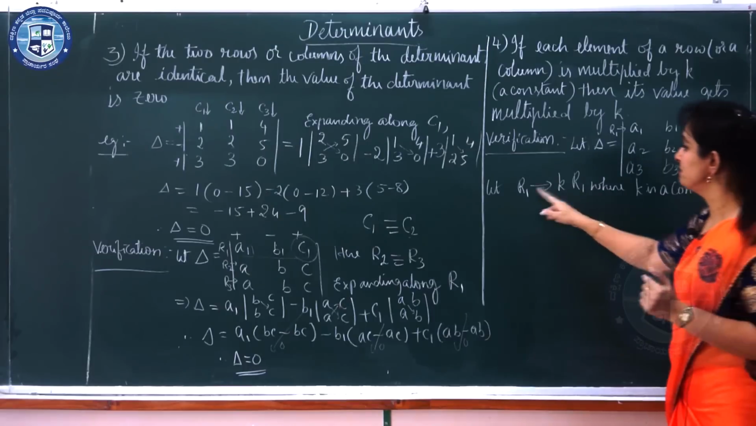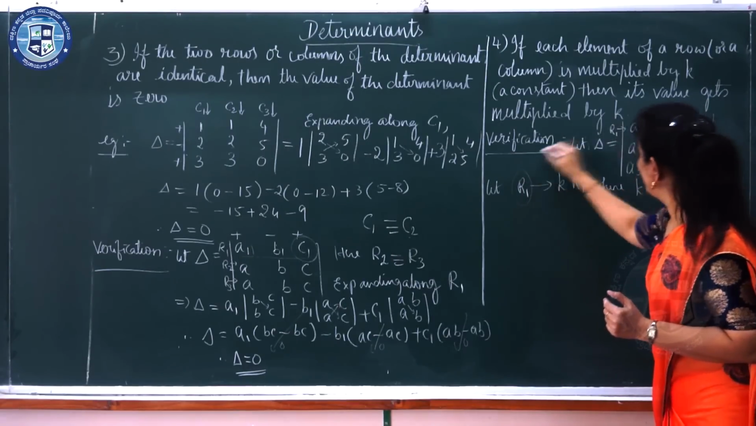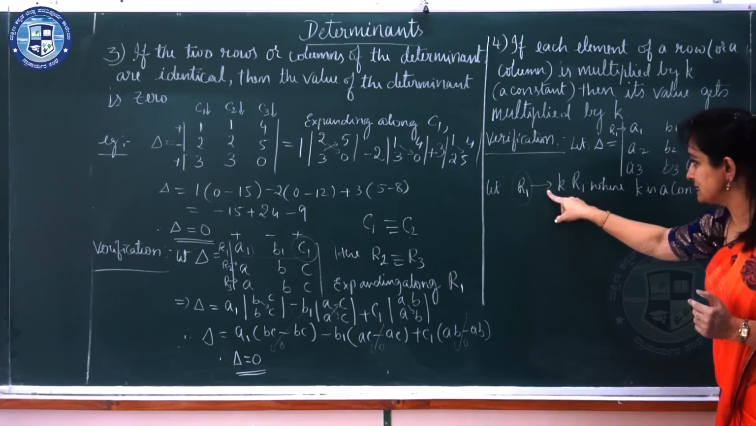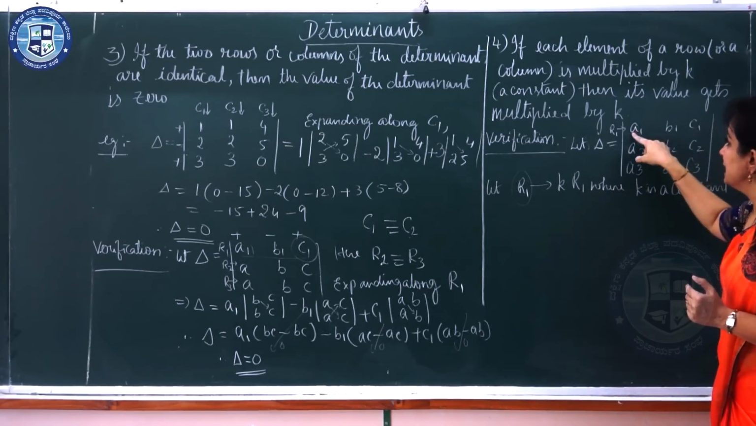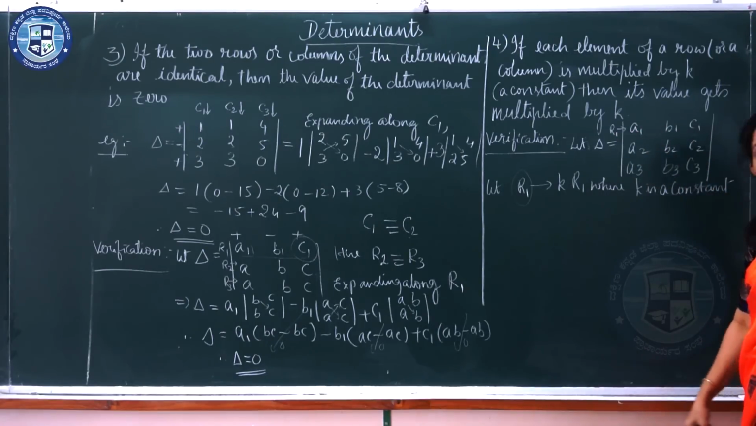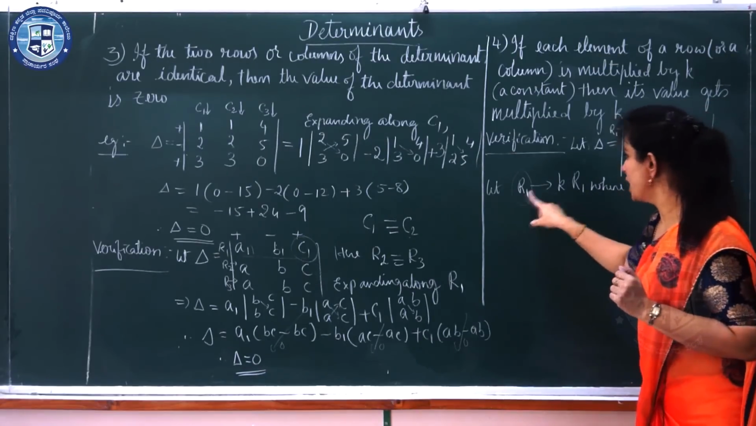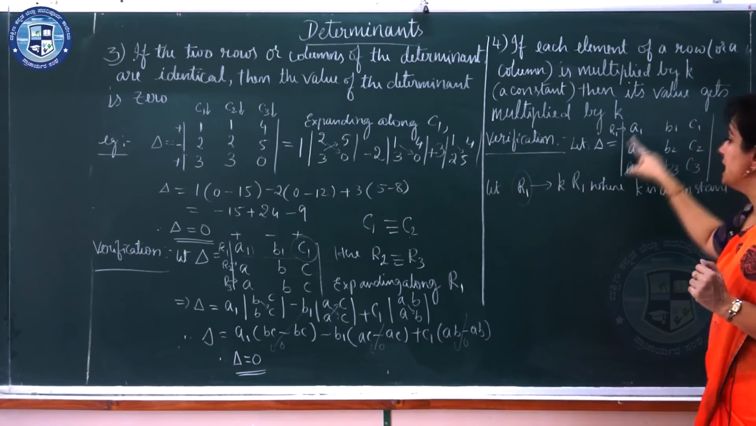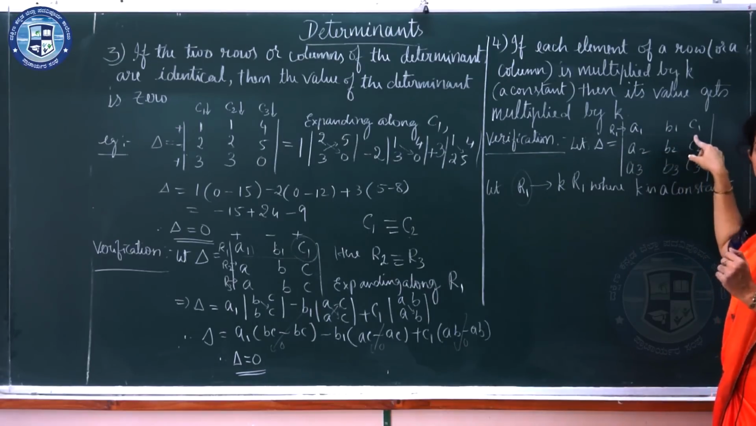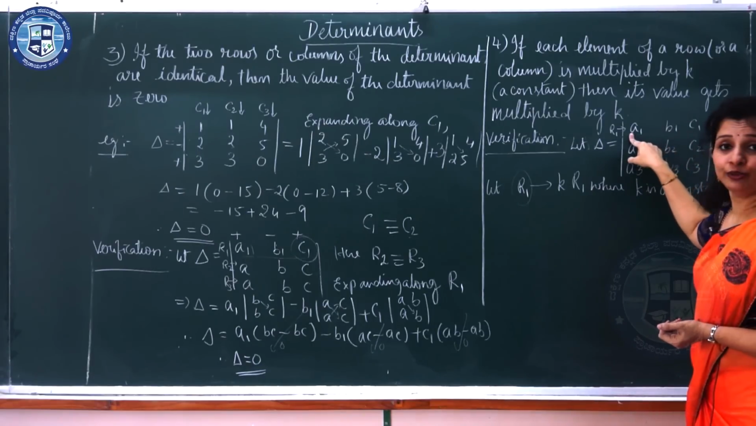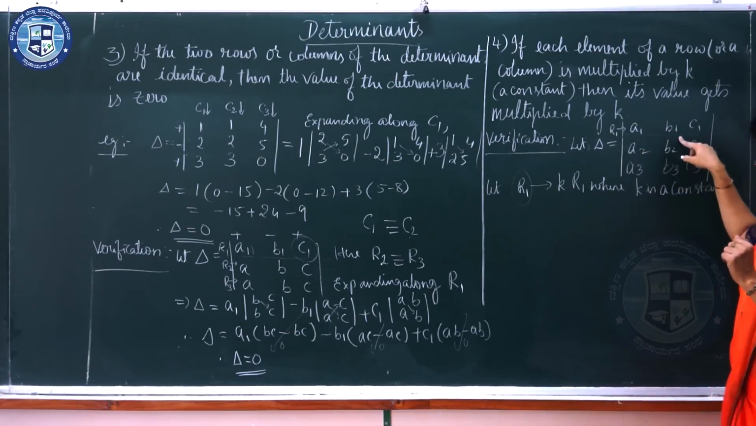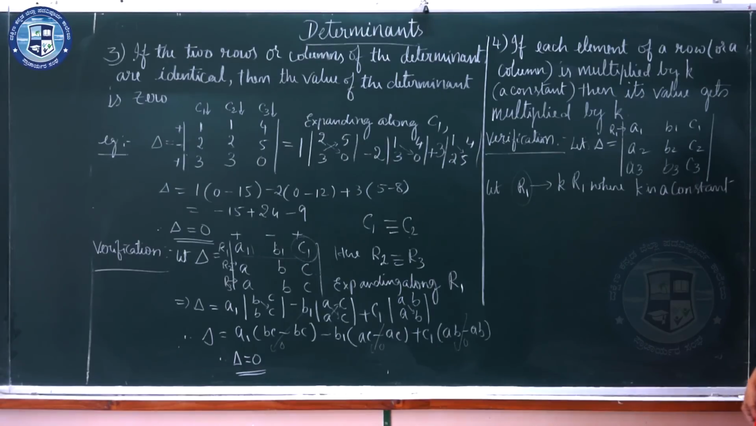What is the meaning of this? Row R1 is changing in which way? R1 implies k times R1. K is multiplied to each element of R1. That is the meaning. Look at this. If we write R1 implies k times R1, it means k is multiplied to each element of this first row R1. So when you multiply k to each element, what do we get? k into A1, then k B1, then k C1.